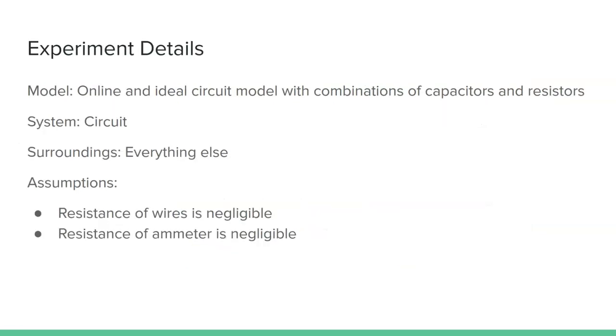For the experiment details, the models I used were the online and ideal circuit models with different combinations of capacitors and resistors. The system was the circuit, while the surroundings were everything else. The assumptions I made were that the resistance of the wires is negligible and the resistance of the ammeter is negligible.